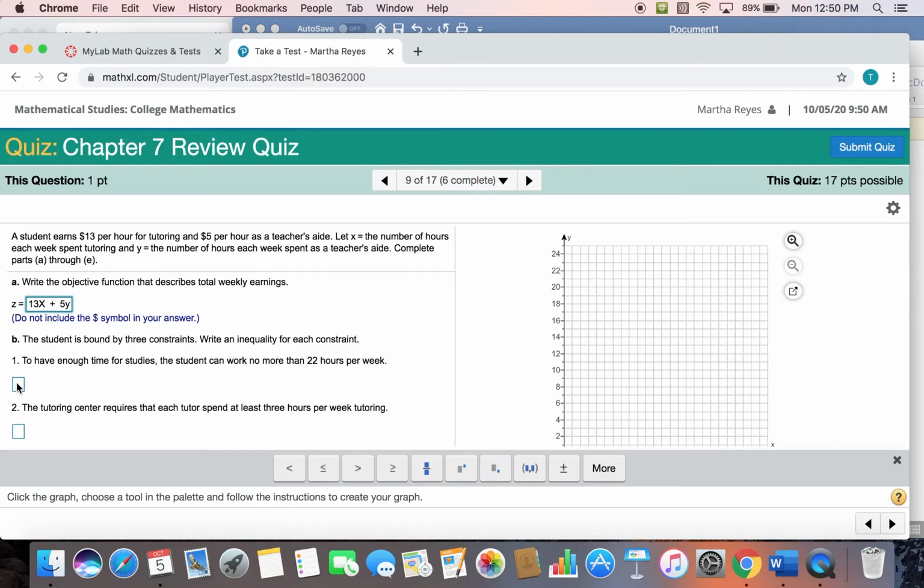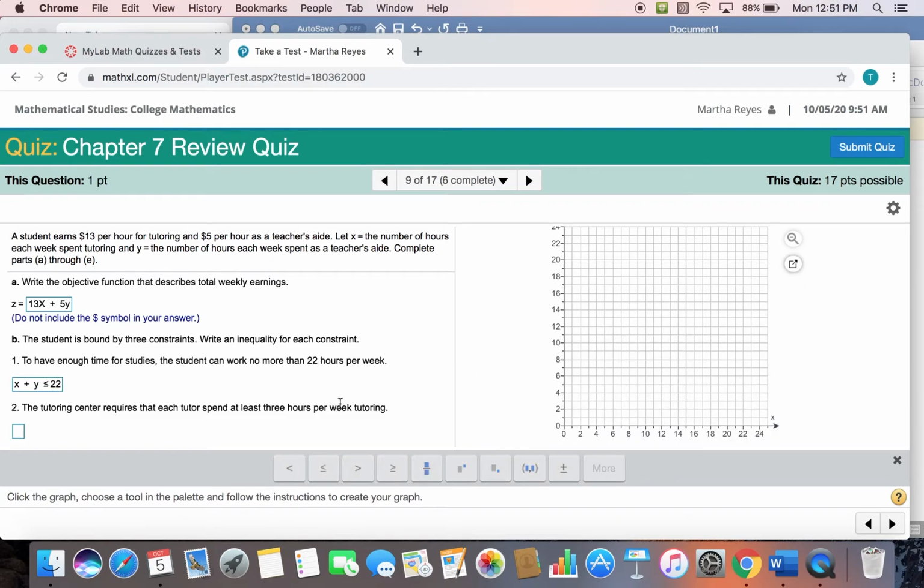To have enough time for studies, the student can work no more than 22 hours per week. So what are the hours per week? It's the hours spent tutoring plus the hours spent as a teacher's aide. So x plus y, those two values, have to be less than or equal to 22. That's how you would actually do this one. So less than or equal to, it eats the bigger value, right? That's kind of how I remember that. So x plus y has to be less than or equal to 22 because those are the hours by themselves.